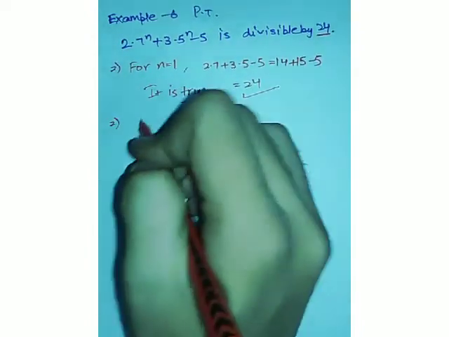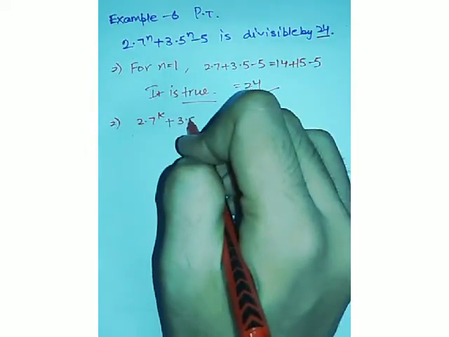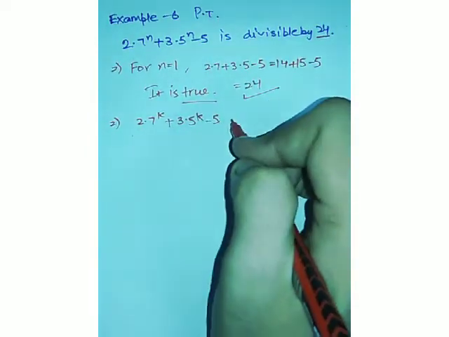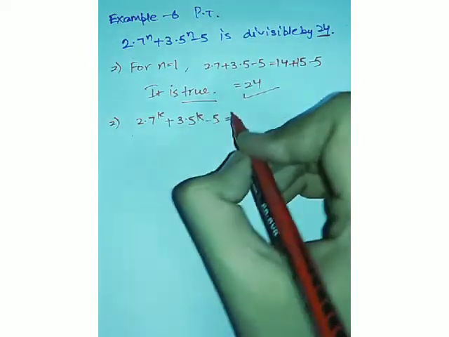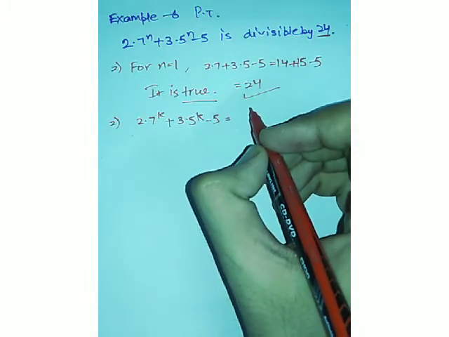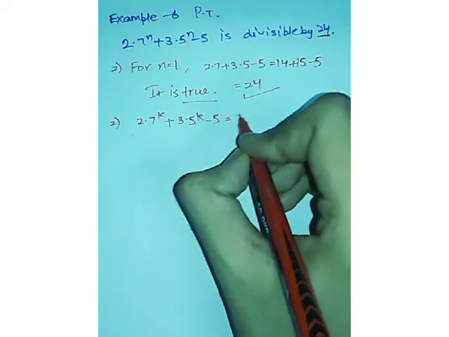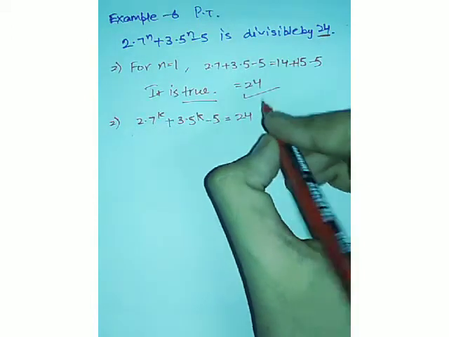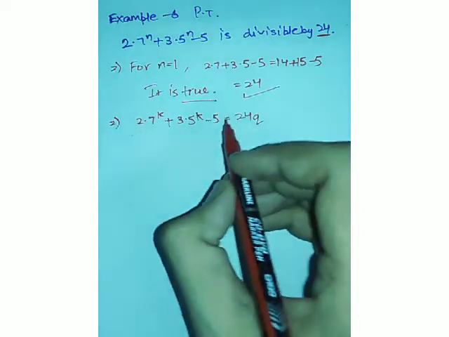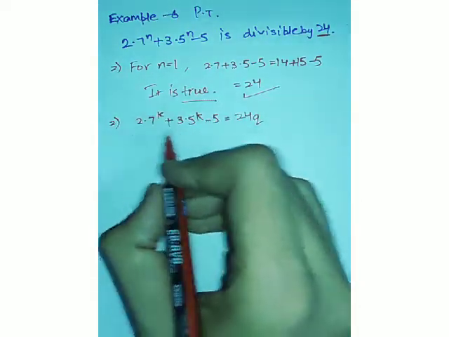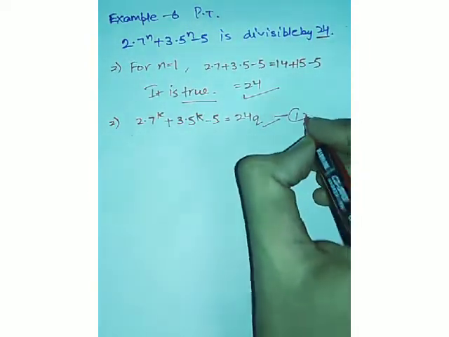Clear? Assume the result for n is equal to k. What will you get? 2 multiply 7 raised to power k plus 3 multiply 5 raised to power k minus 5. Now again we need an equation. So this example is very much identical to the fourth example, in which we considered it as 7q or 4q, I guess, because it was a divisor of 4. Now here we will consider it as 24q, 24l, m or d, any alphabet, because we have assumed that this thing is true. What does it mean if it is true? It means that this is divisible by 24. So we can write it as 24q. Consider this equation as equation first.